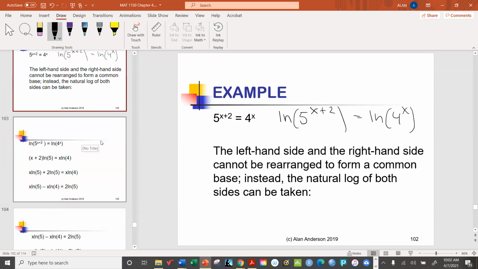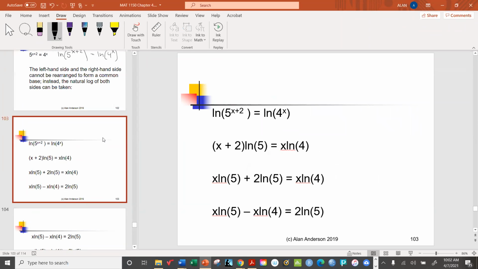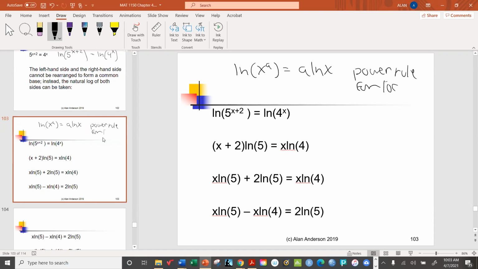All right, so based on the properties of logs that we've been seeing here, we start, and this is what we just did. We took the log of both sides. Now remember, log x to the a power equals a log x. This is our power rule for logs. And the same thing, of course, is true on the left-hand side. So now here's what we can do.